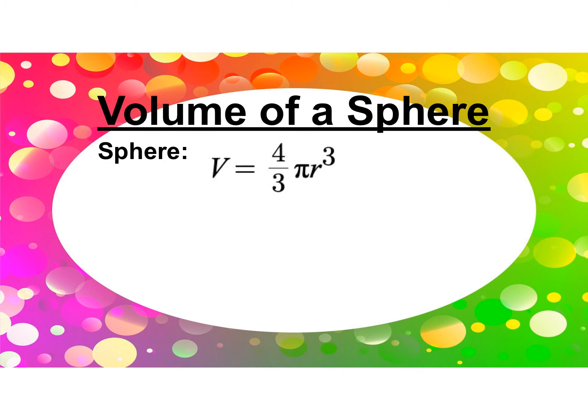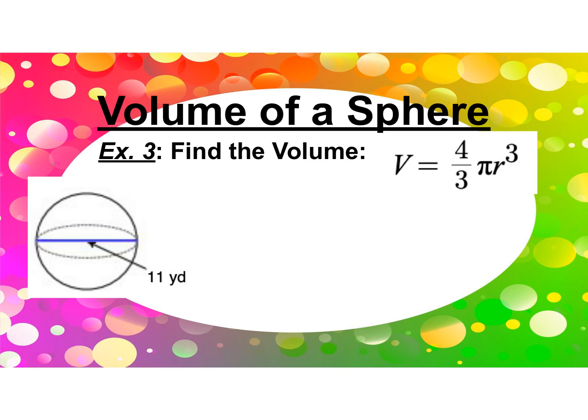And here's our sphere. We have a 4 in the numerator, and then we have 3 in the denominator. We have pi, and we have r cubed. So you want to make sure you're cubing it, not squaring it. And we want to find the volume of this sphere. It has a diameter of 11. So remember, we're not using the diameter. We want to cut it in half. So we're doing radius is 5.5.